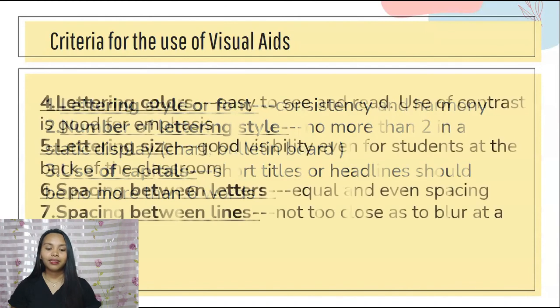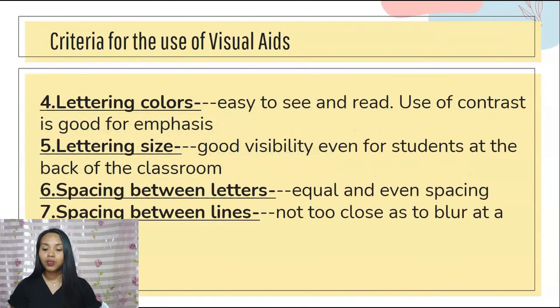Number 4 is lettering colors. Easy to see and read. Use of contrast is good for emphasis. So, if we're going to use a white background, we can use a dark color for our text. And if we're going to use a dark color for our background, we will use, of course, a light color for our text. So, number 5 is lettering size.